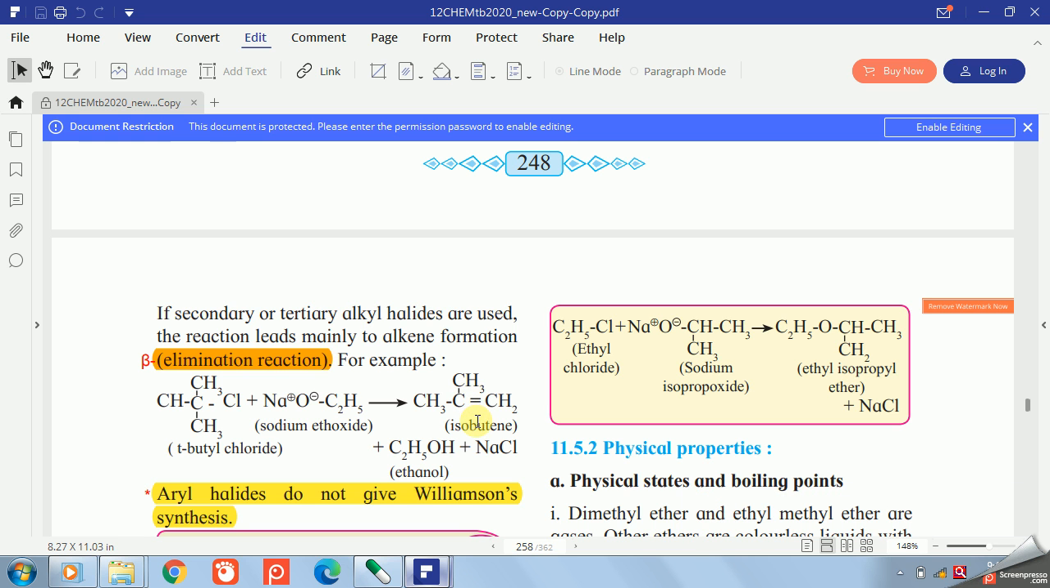So when you have to prepare ethers from secondary or tertiary alkyl halide, then don't prefer that tertiary alkyl halide as the alkyl halide. Prefer that as the alkoxide group. Okay, and one more hint is that aryl halide does not give the Williamson synthesis.